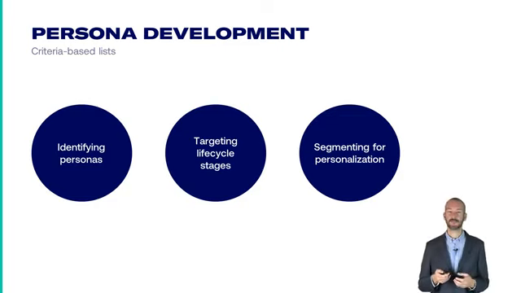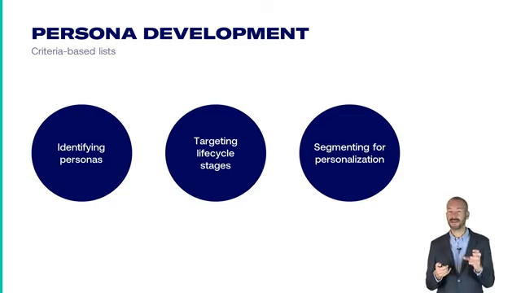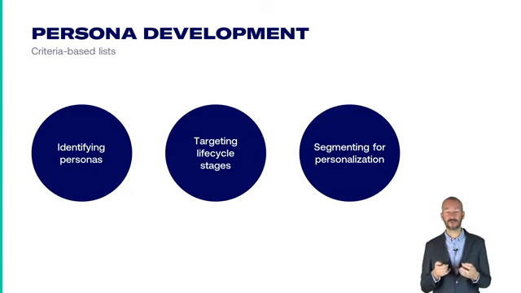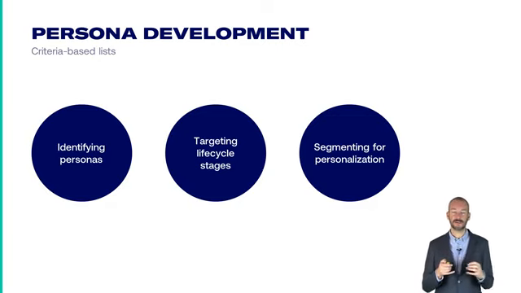So here's some list criteria. Identifying personas, number one, very important. Targeting life cycle stages. And then segmenting for personalization. Now, what do those mean? Well, identifying personas, these are identifying the individuals that you're trying to reach, identifying how your own message is going out. Targeting life cycle stages, of course, this means how you connect your content and your lists and your outreach effort to various points along the way. You've got a timeline that you've created.